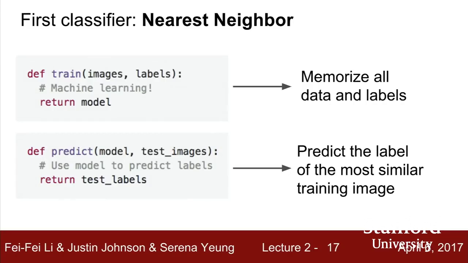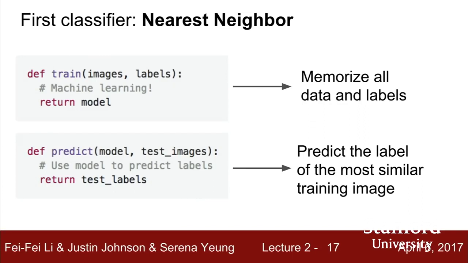So this class is primarily about neural networks and convolutional neural networks and deep learning and all that. But this idea of a data-driven approach is much more general than just deep learning. And I think it's useful to step through this process for a very simple classifier first, before we get to these big complex ones. So probably the simplest classifier you can imagine is something we call nearest neighbor.